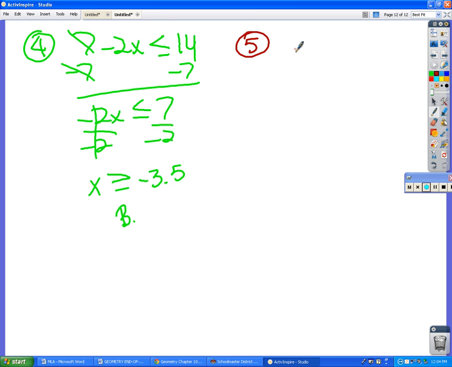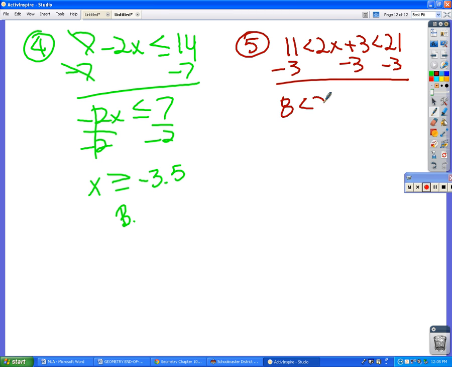Okay, and then number 5 is a compound inequality. Do you remember how to do these? I subtract 3 from all of the different places. So I subtract 3 from the middle, from the left, and from the right. So 11 minus 3 is 8. So those cancel. 21 minus 3 is 18. Then what? Divide by 2 again in all of the spots. So that leaves you with 4 is less than x, which is less than 9, which is B. Okay?